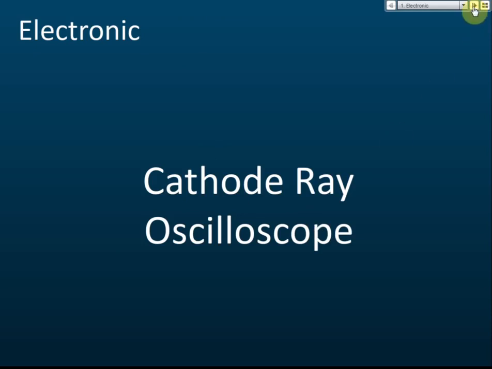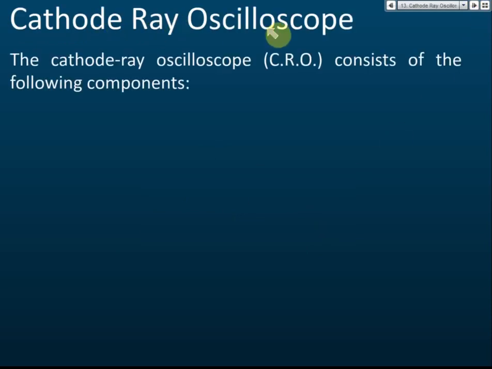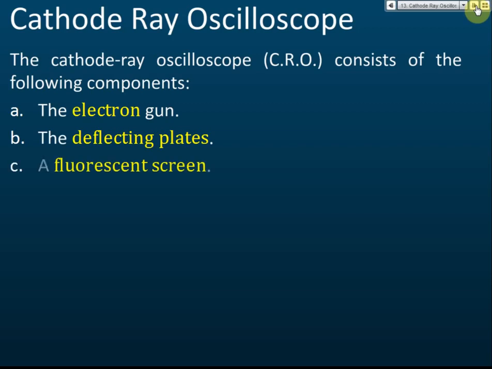Cathode ray oscilloscope. The cathode ray oscilloscope consists of the following components. First, we have the electron gun, and then we have deflecting plates, and we have a fluorescence screen. Those are the three main components in a cathode ray oscilloscope.